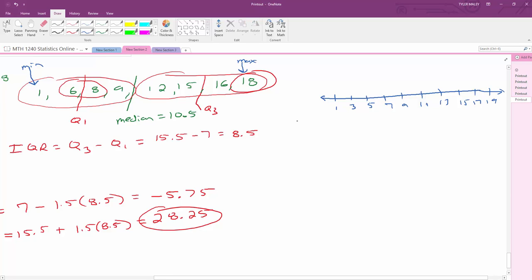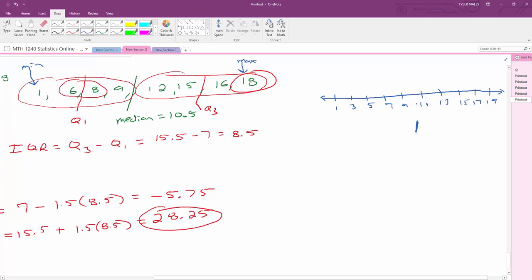Right? So now, when I draw my box and whisker plot, I will typically start with the median. So the median is 10.5. So we draw a line. So it's a line that's going to go perpendicular to our axis, right? So that looks to be about 10.5, right, in between 9 and 11.